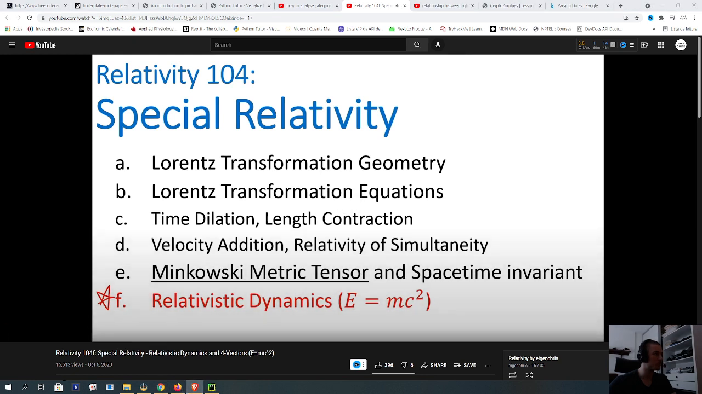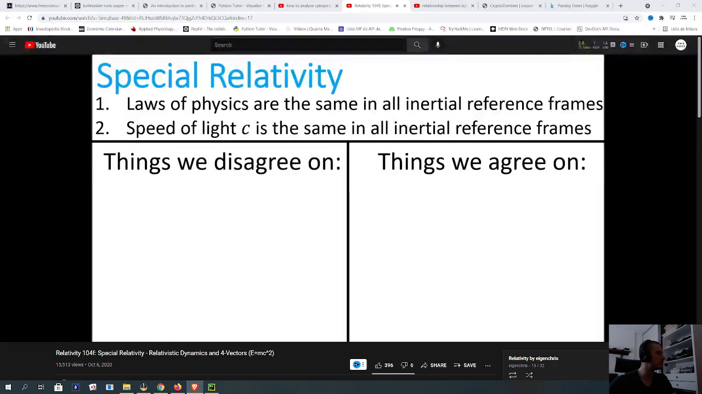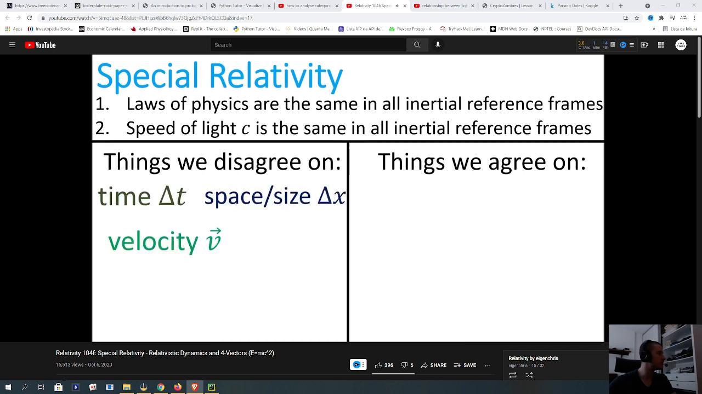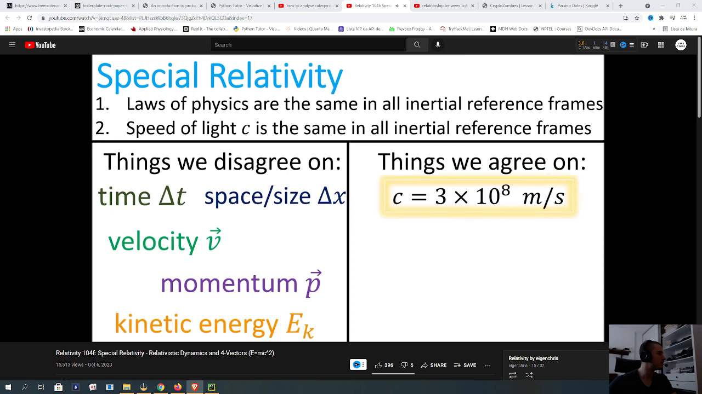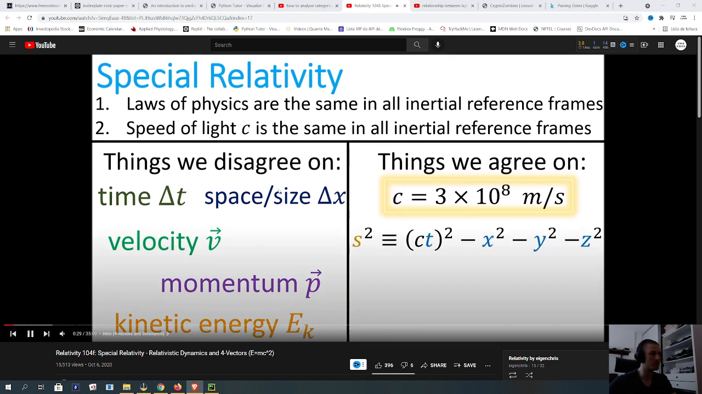We'll also derive the famous equation E equals mc squared. In special relativity, we found that different observers disagree on many physical quantities like time, space, velocity, momentum, and kinetic energy. In previous videos, we found that all inertial observers agree on the speed of light in a vacuum c and the spacetime interval s squared.